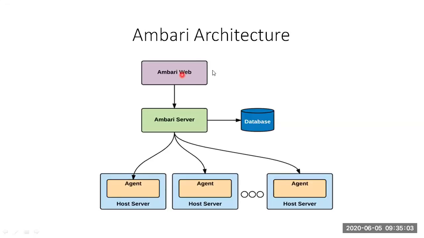Here we have three things: Ambari Web, Ambari Server, and Ambari Agent. Ambari Web, which you can call the Ambari Web UI, acts as an interface for us to monitor the application activity, whatever is being done by the system. The second thing is the Ambari Server. Its role is to collect the data from all the clusters of nodes. Let me write it.